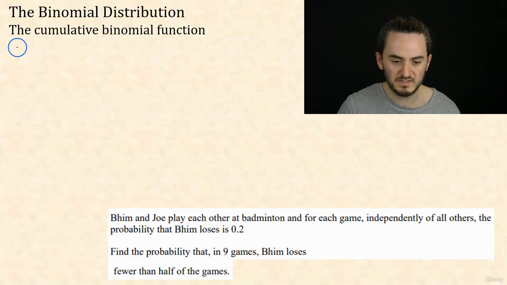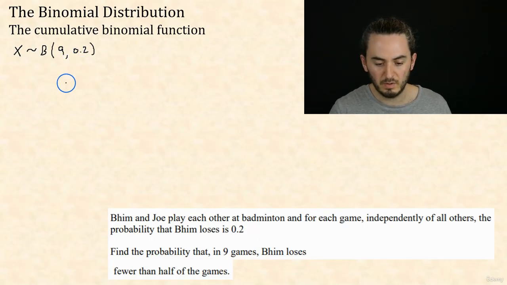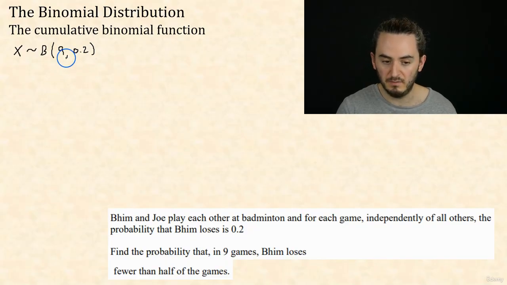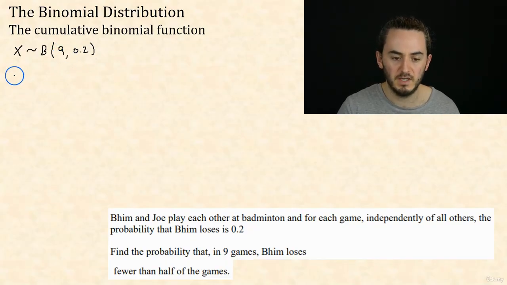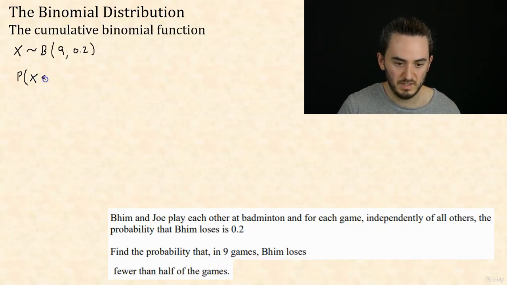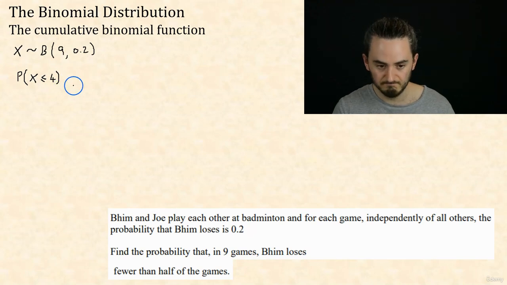Okay, remember, always best to start with the distribution. So what is the distribution? Well, the number of games that Bim loses has a binomial distribution. There are 9 games, and the probability of losing each one is 0.2. Now, we're looking for the probability that he loses fewer than half. Well, half of 9 would be 4.5, so he can't obviously lose exactly 4.5. So fewer than 4.5 is less than or equal to 4. So he should be losing fewer than or equal to 4.